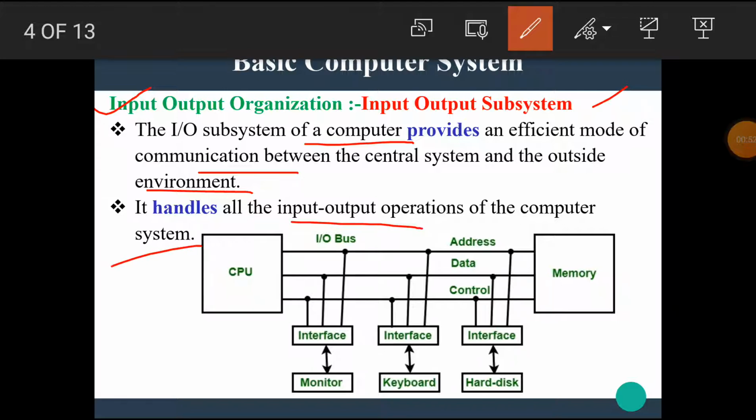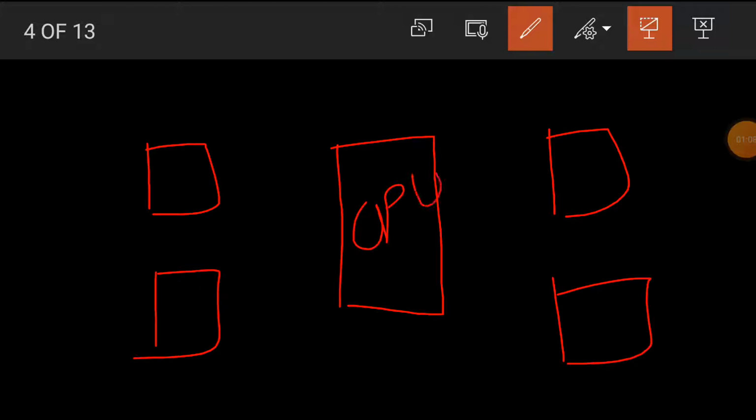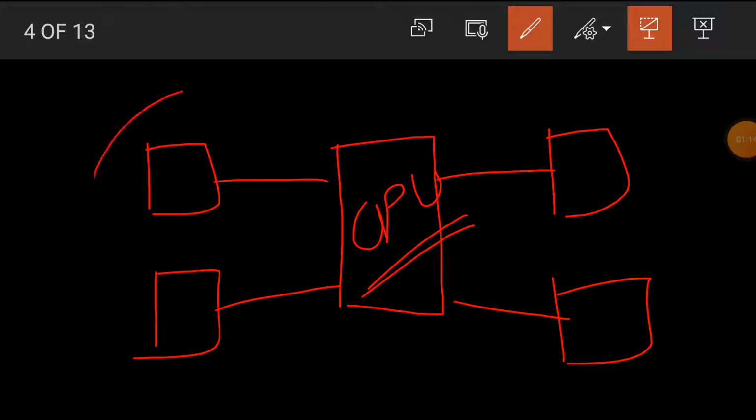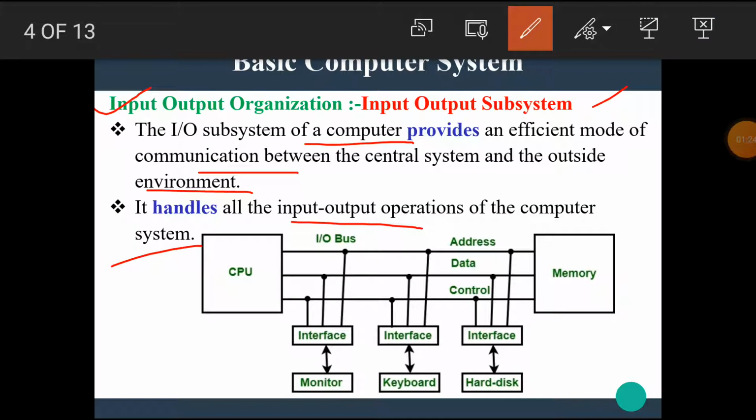We know that in a computer system there are many components connected with each other. Some components are input components and some components are output components. These are connected with the CPU by the bus, or the wires. For this connection or this interface, we require the input-output interface module.